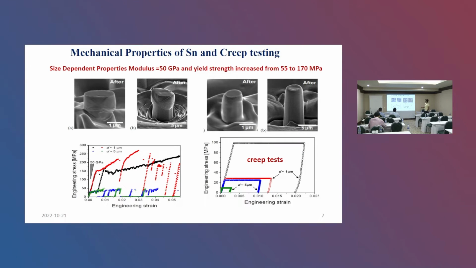There is also a known fact about size-dependent properties. For example, bulk material will have different mechanical properties compared to nano or micro materials. For that reason, we used FIB, a focused ion beam tool, to dig our tin micropillar in the bulk tin thin film. Then we did our own testing using mechanical testing tools like nano indentation and nano compression to measure the properties, so that we can have a real picture of our electrode. These are before and after testing, and this is the result of our creep.